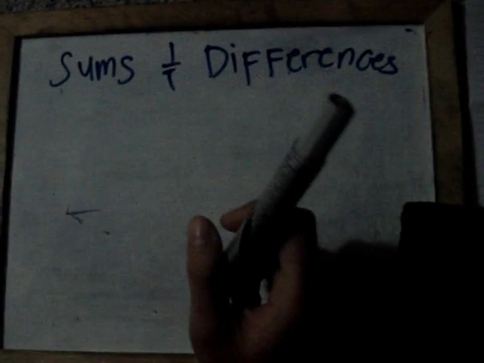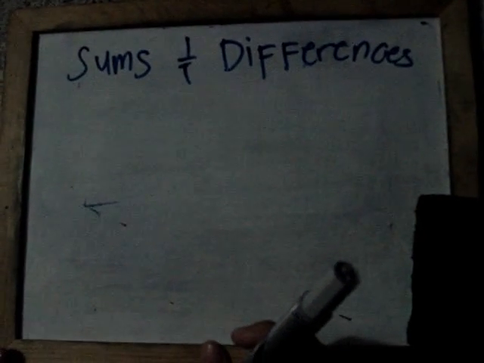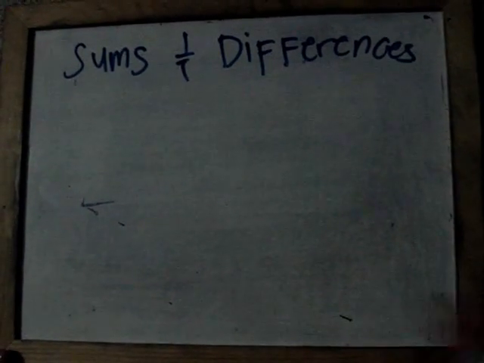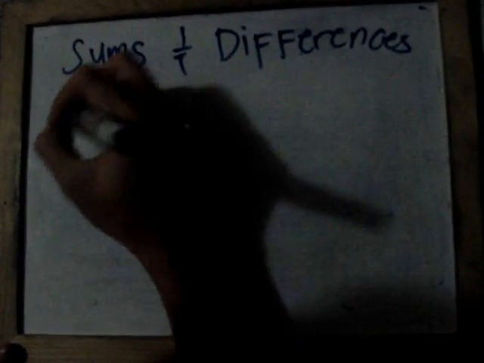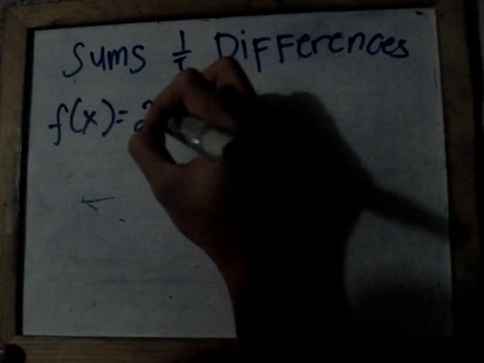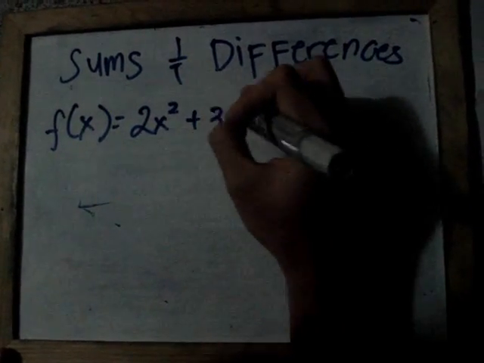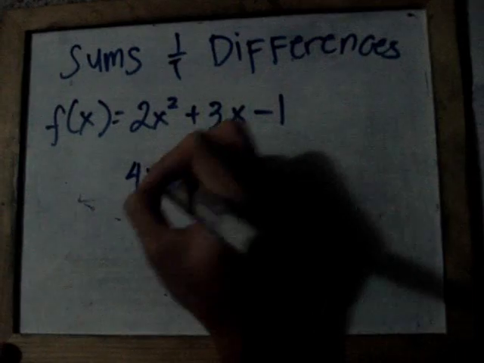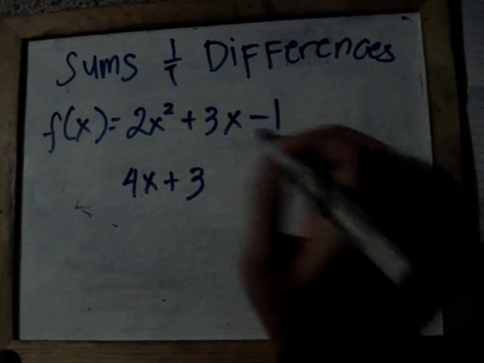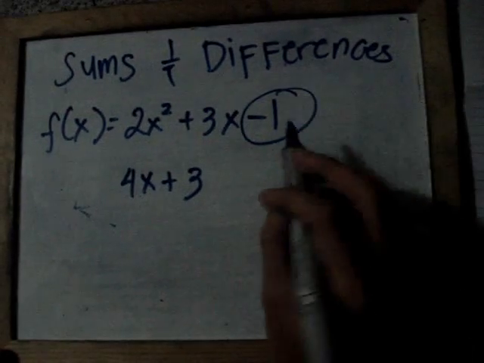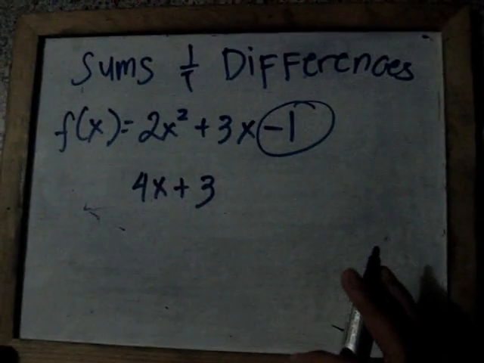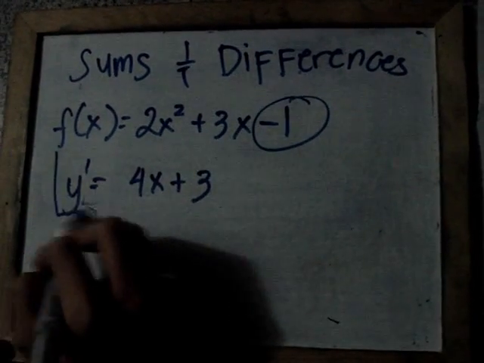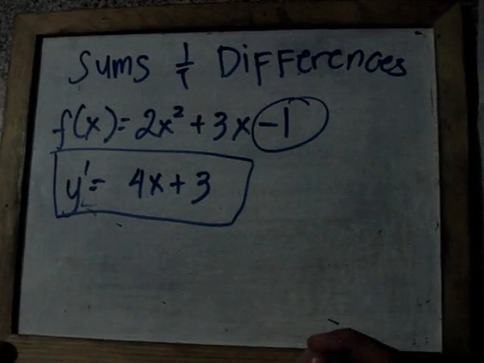First, we're going to multiply all the exponents to the coefficient of the term and subtract 1 from the exponent. Our given before is f of x is equal to 2x squared plus 3x minus 1. So, 2 times 2 is equal to 4x, plus 3. Again, there's no need to include this negative 1 because of the constant rule. So, our derivative will become 4x plus 3. Simply as that.